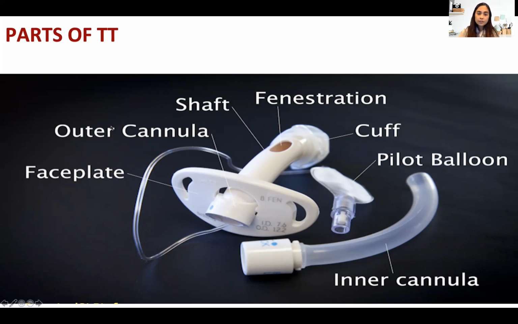So what are the parts of the tracheostomy tube? The main part is the outer cannula. So this is the outer cannula, the one visible to you. This is the inner cannula. We have the balloon, we have the cuff, we have the fenestration, we have the shaft, and we have the face plate. Actually, we also have another one, the obturator.